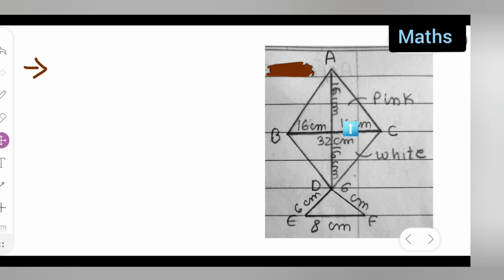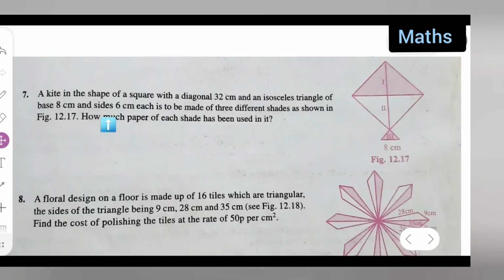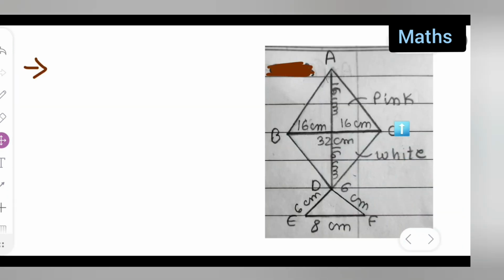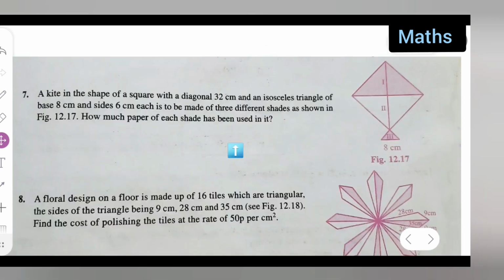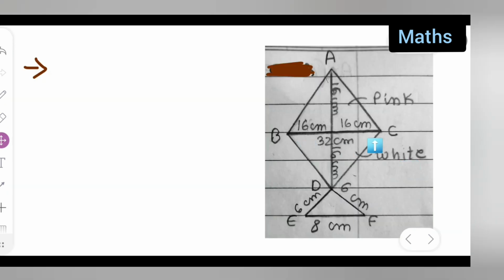diagonal over here. So here you all can see the kite having a pink shade. This is the pink shade and this is the white shade. It is not mentioned here which shade it is, so I have considered this to be a pink shade and this to be white shade. Here it is given to be a kite of the shape of a square with diagonal 32. So half of that will be 16.